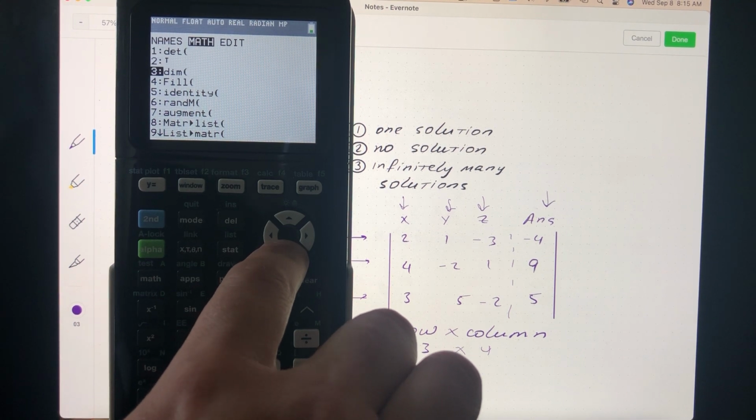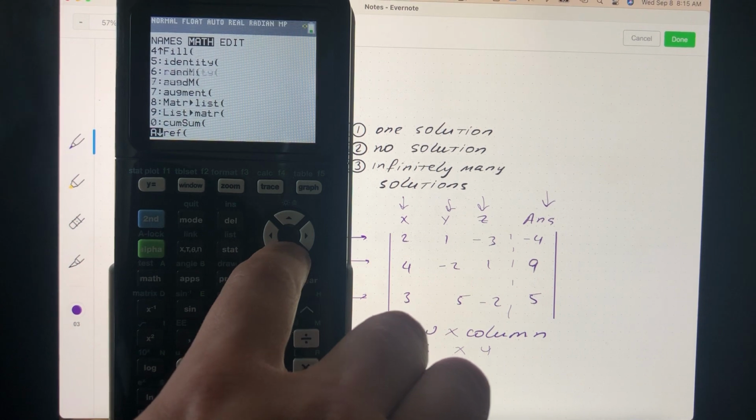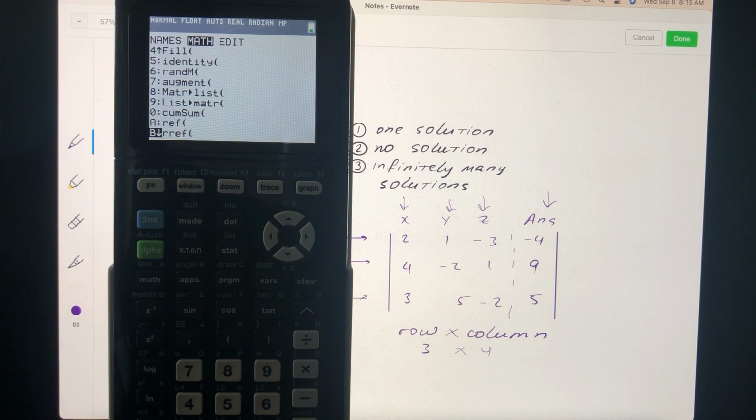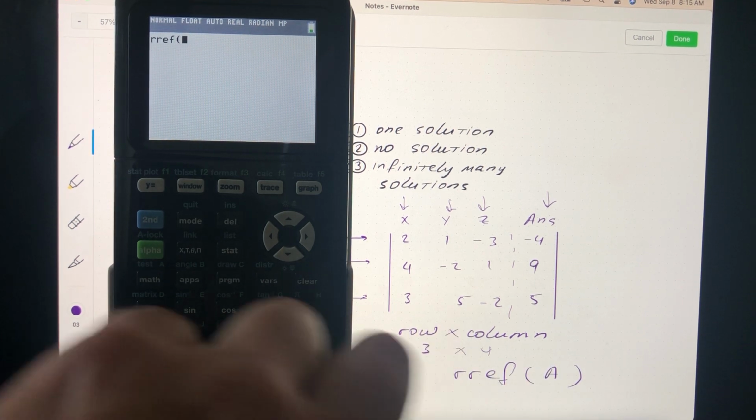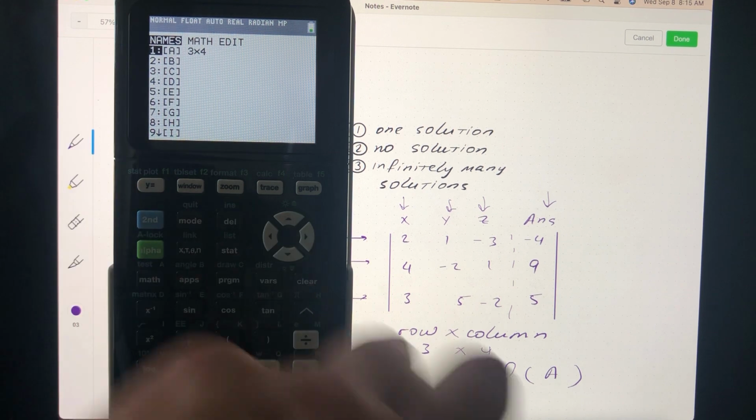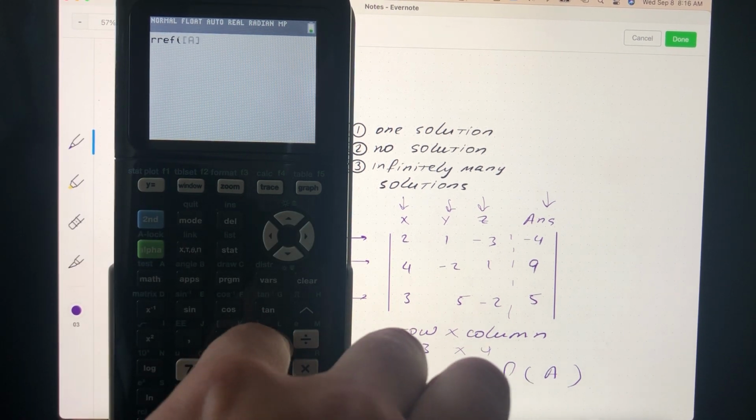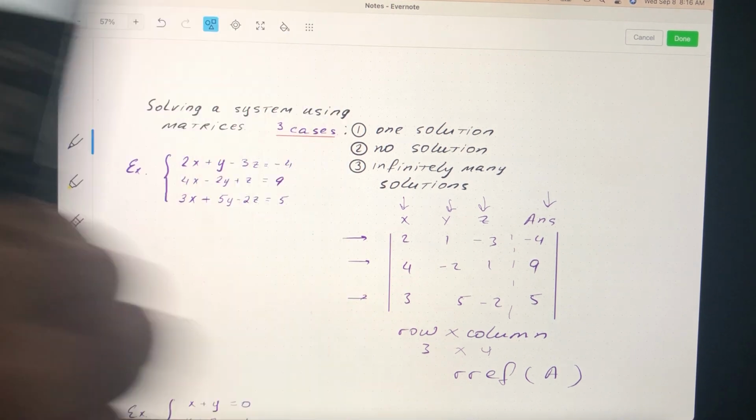What we are looking for is known as reduced row echelon form, or RREF. So here we type in RREF, and we type in our matrix. We type in the matrix A, we go to the matrix, select choice A, and hit enter. Now this is the answer. Let's copy it over and see what it means.